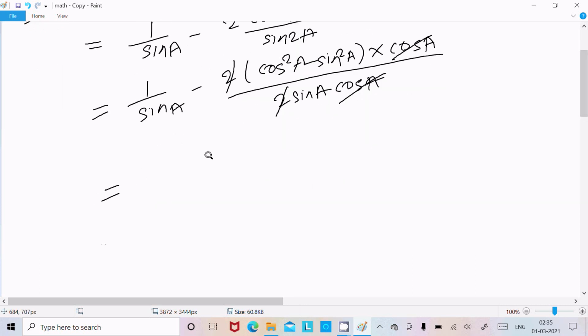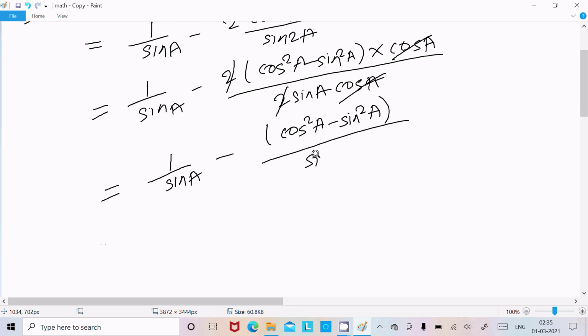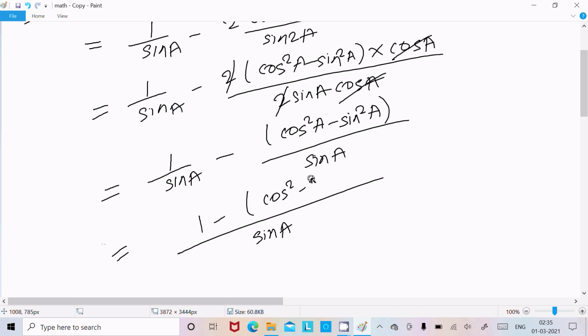Now here, after that, what is left? Sin A is left, and here cos square A minus sin square A is left, and here sin A. Now sin A is the LCM, so that comes 1, and here cos square A minus sin square A.